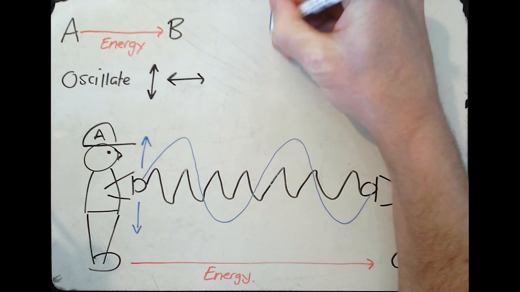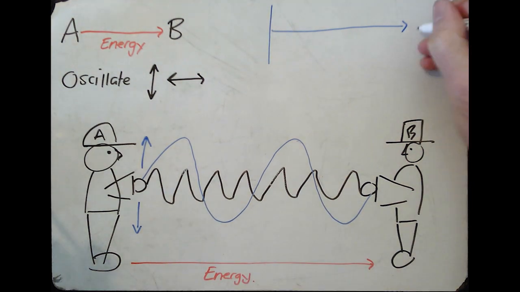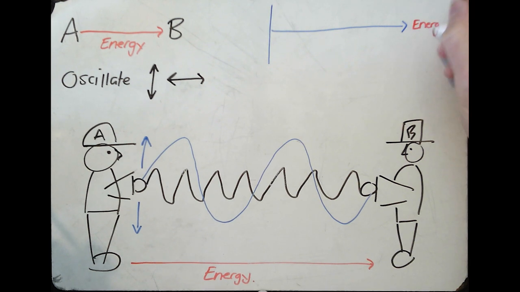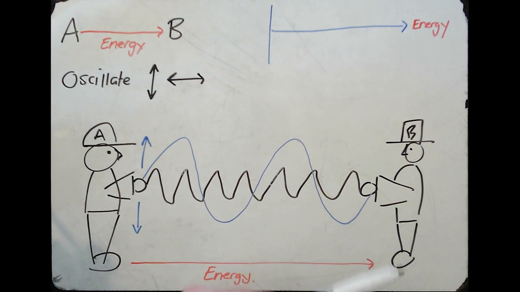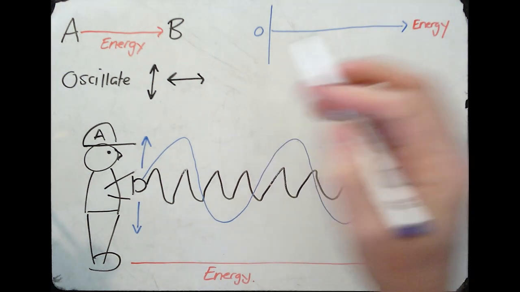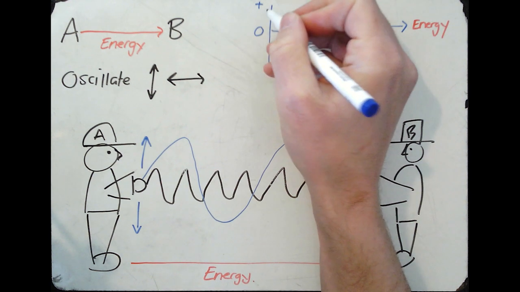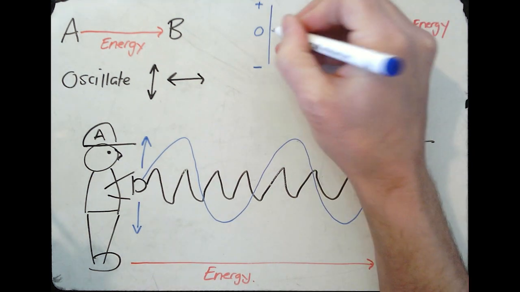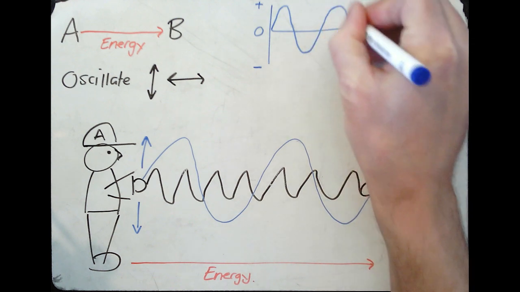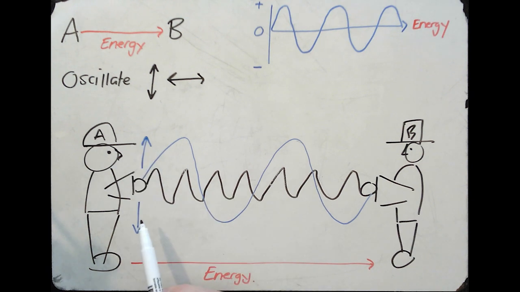Let's draw it here. So we have this line here, which shows which way the energy is going. I'll keep that in red. So the energy is going from A to B. And remember, this line represents the line of zero disturbance. And then we've got a positive displacement and a negative displacement. So we've got our wave, which is going like this. And this is the type of wave we get when we oscillate up and down.